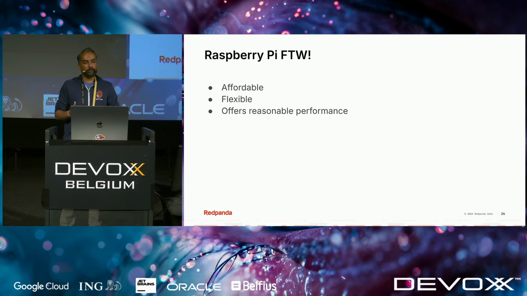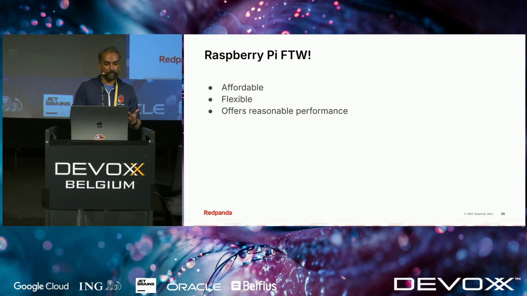So that's why I chose to go ahead with Raspberry Pi, because it's flexible. It comes with its own OS. It's Linux. At the end of the day, you could mix and match whatever technology stack you want to build. And it's affordable. Everyone can afford it, and it also offers reasonable performance.